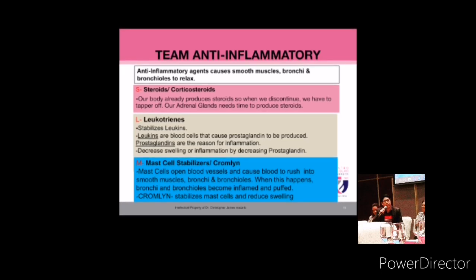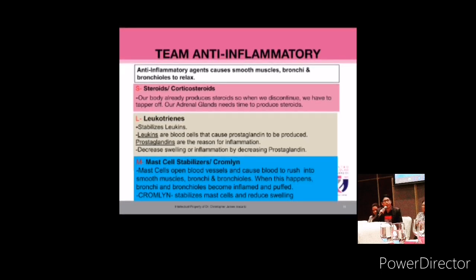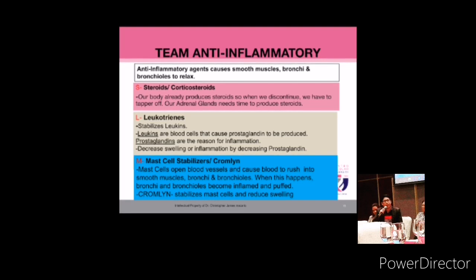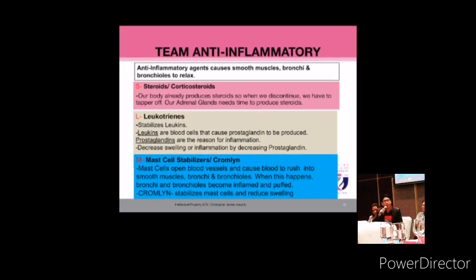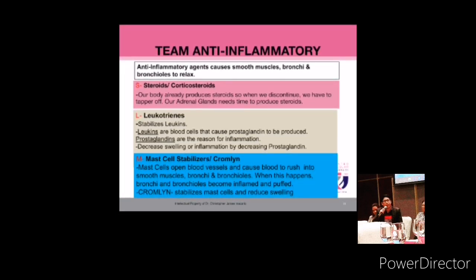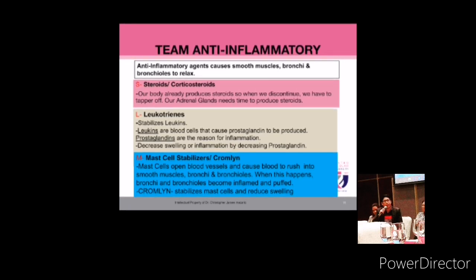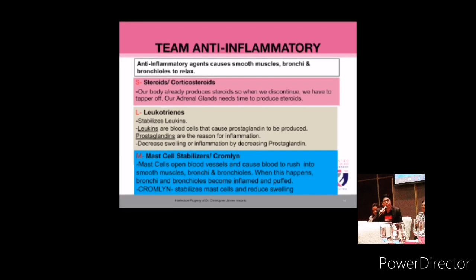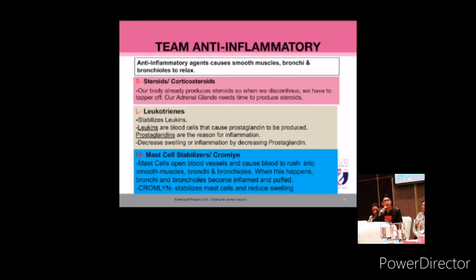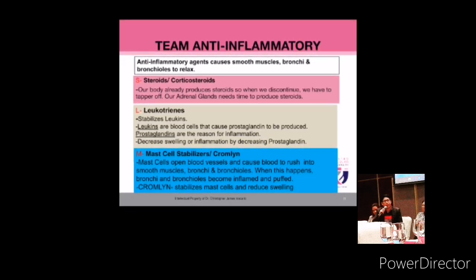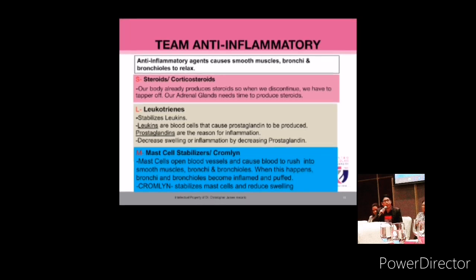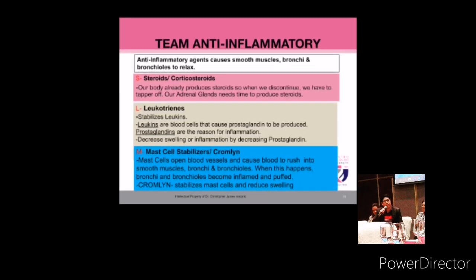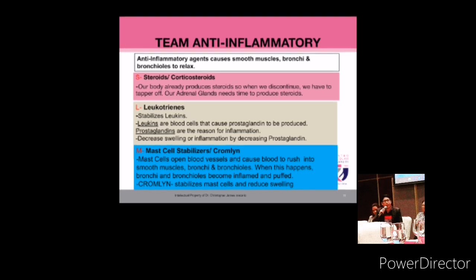Leukotrienes are blood cells that cause prostaglandin to be produced. Okay, let's encircle prostaglandin. Isipin natin yung prostaglandin. Ano ba yung ginagawa ng prostaglandin? Okay, prostaglandins are the reason for the inflammation. Pati yung sa pain, pero hindi natin pag-uusapan yung pain. It's one of the reasons for inflammation.